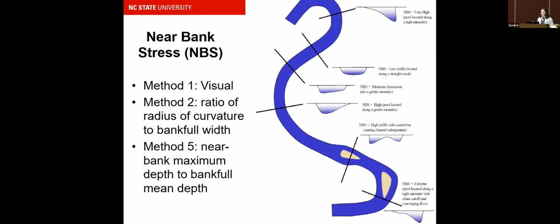The second component of BANCS is your near bank stress. This represents the shear stress of the flow on the banks, and it can be computed from 7 different methods. I'm looking at doing method 1, which is a visual assessment based off of where you are along the stream. Are you in the straight part? Are you in a bend? And also any in-stream features, like is there a mid-channel bar? Looking at method 2, which is a ratio of the radius of curvature to the bankfull width, and looking at method 5, which is the near bank maximum depth to bankfull mean depth ratio.